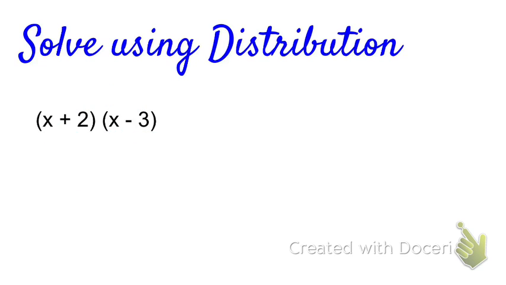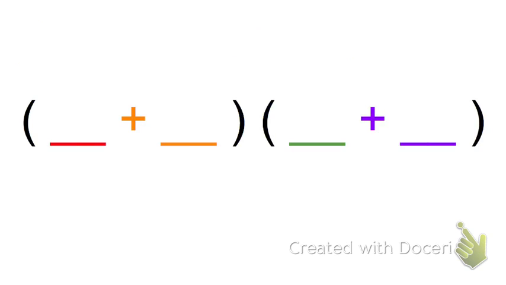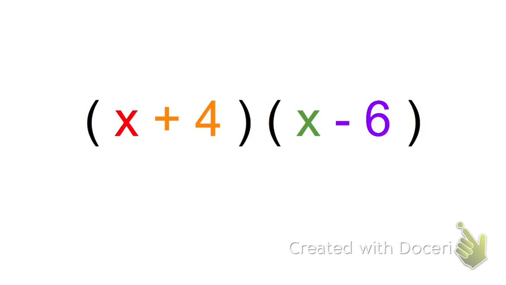Now for the other examples I'm going to go through, we're going to use the FOIL mnemonic. This is a way to remember the order of multiplying everything, just so you don't forget to multiply something. There should be a total of 4 different multiplication problems you do before you combine your like terms. So FOIL stands for first, outside, inside, last.